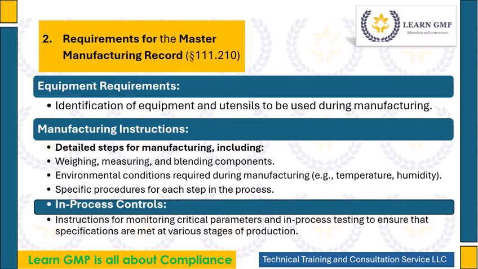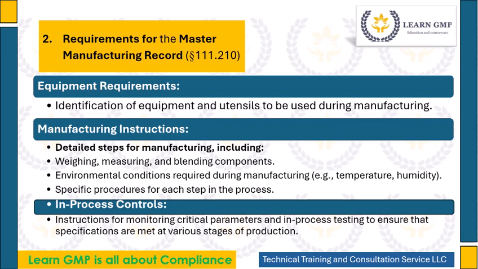Requirements for the Master Manufacturing Record, Section 111.210. Equipment requirements. Identification of equipment and utensils to be used during manufacturing. Manufacturing instructions. Detailed steps for manufacturing including weighing, measuring, and blending components. Environmental conditions required during manufacturing, e.g., temperature, humidity. Specific procedures for each step in the process.